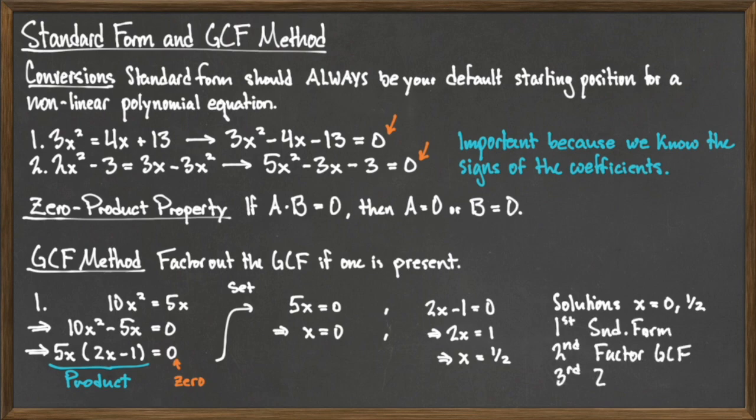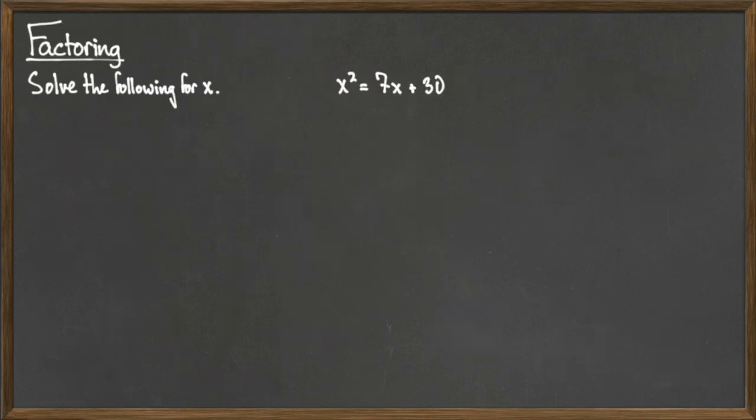So to summarize what we just did, we wrote it in standard form, we factored out the GCF, and then we used the zero product property, and we're done. But we saw in the last section that not every polynomial factors with the GCF method. Let's try to do some problems that use the AC method.